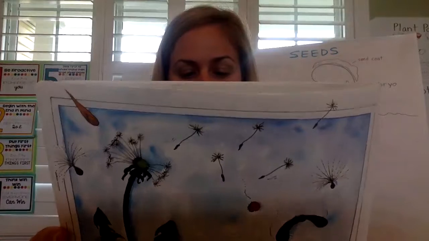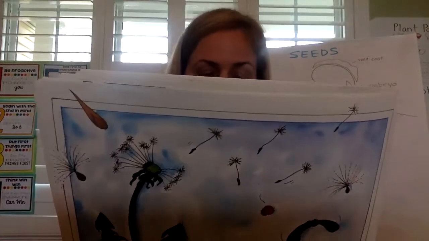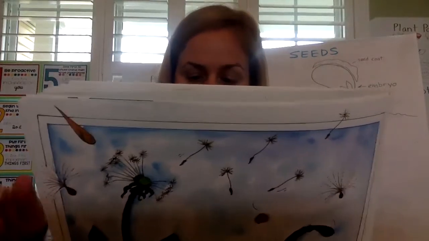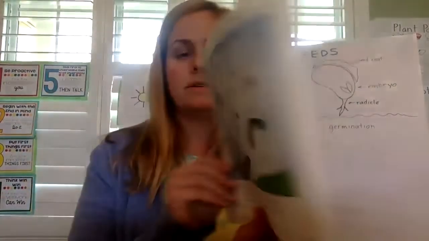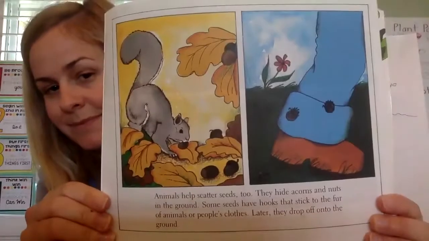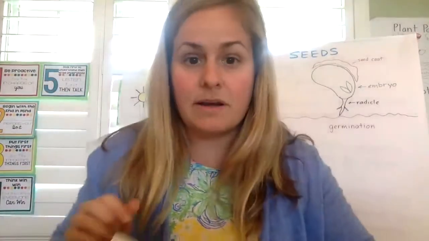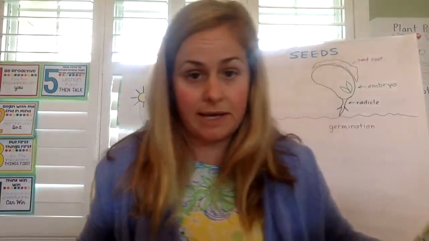Animals help scatter seeds too. They hide acorns and nuts on the ground. Some seeds have hooks that stick to the fur of animals or people's clothes. Later, they drop off onto the ground. I've gotten burrs stuck on my clothing before when I went on a hike.